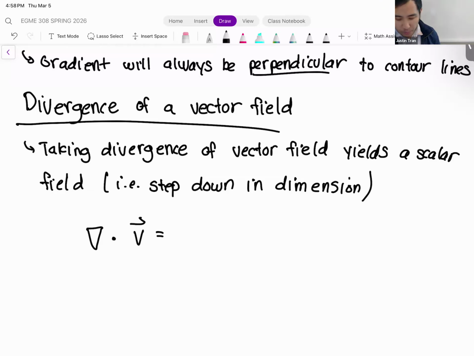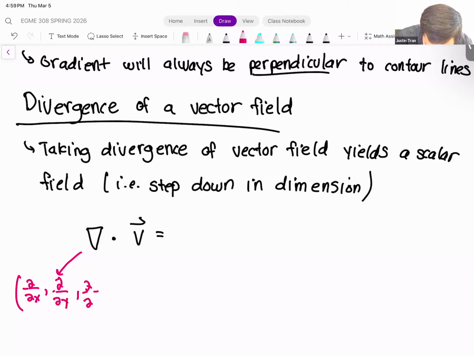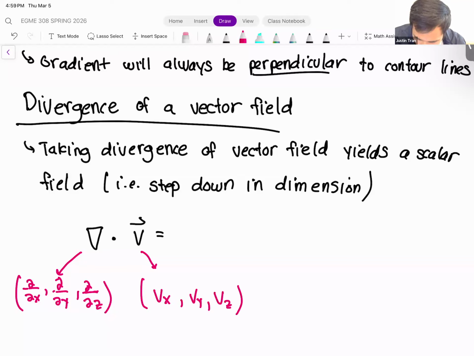If you break this down and look at what these vectors look like: the nabla, it's technically not a vector, but sometimes it's useful to think of it as a vector that contains all the partial derivatives. So this is going to be partial x, partial y, and partial z. And our vector V here is just going to be a generic vector field, so it has components Vx, Vy, and Vz.